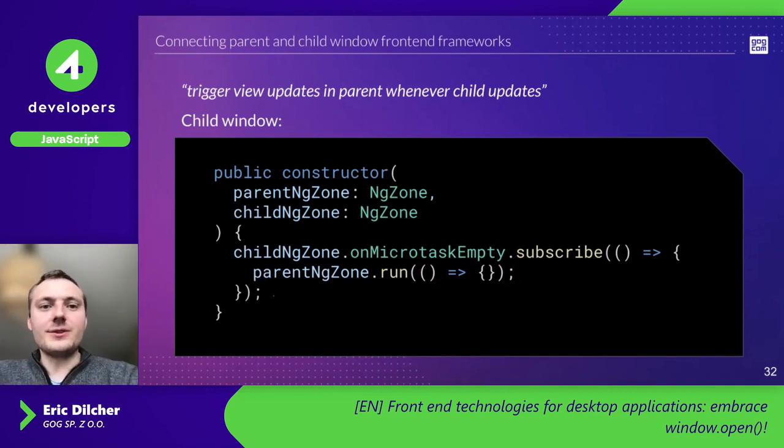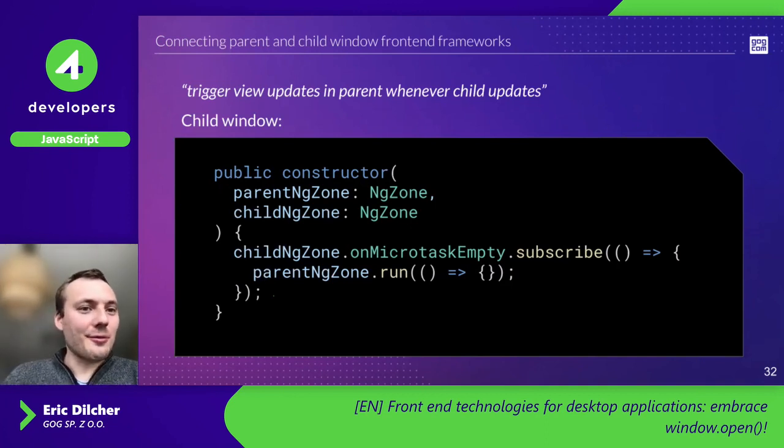And this is important to do here because if we don't, and imagine we have 3 child windows and 1 parent window, if we only trigger the view update in the main window properly, that view update won't then propagate to the other child windows. By actually running a no-op inside the parent window's ng-zone, we can propagate this change to all other child windows.